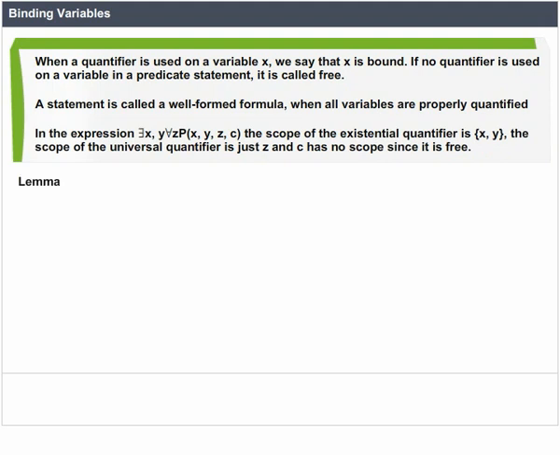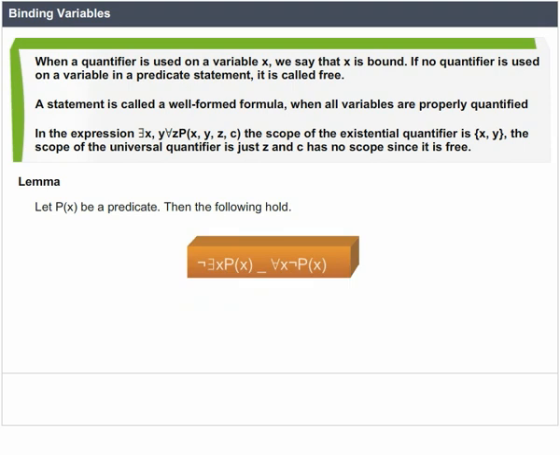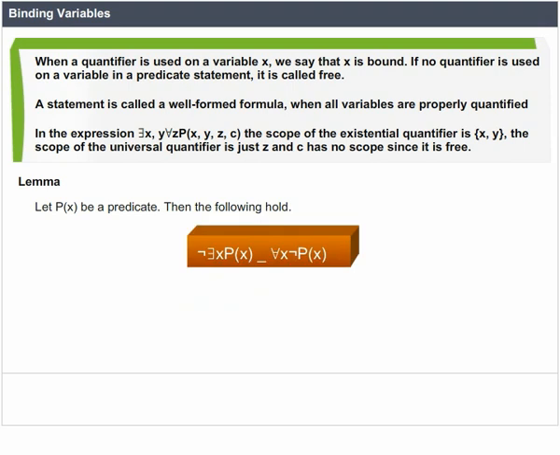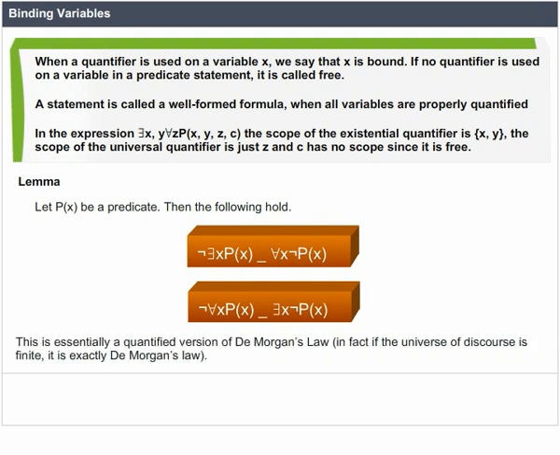Lemma. Let P of x be a predicate, then the following hold. Not there exists x, P of x, is equivalent to for every x, not P of x. Not for every x, P of x, is equivalent to there exists x, not P of x. This is essentially a quantified version of De Morgan's law. In fact, if the universe of discourse is finite, it is exactly De Morgan's law.